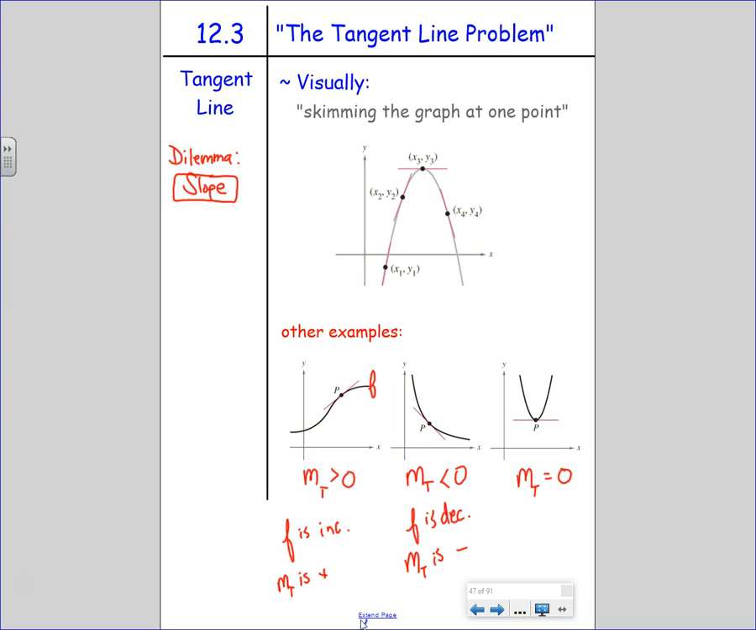Uh-oh. Didn't I? Oh, maybe I haven't said it yet. But what seems to be happening as I transition from one side of the graph to the other side of the graph with the slopes? Are they in agreement?